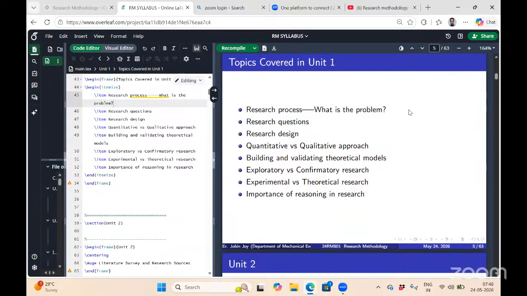With the help of this mathematical model, we can predict the behavior. For example, in engineering, this mathematical model is representing the machine, so I can predict the performance of the machine with its help. Again, in economics, we can predict the market behavior with the help of this theoretical model.